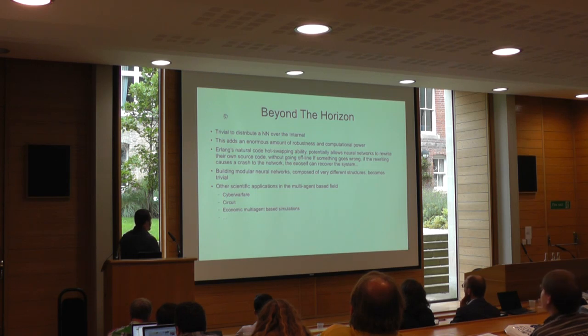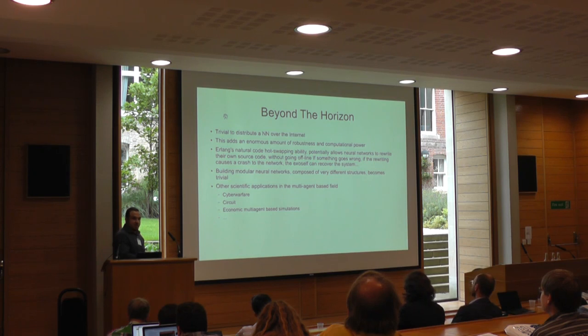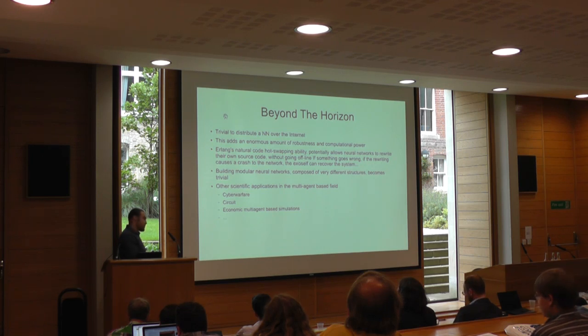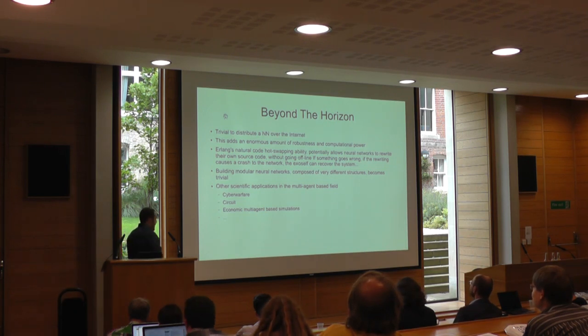Erlang's natural code class swapping gives us the ability. This is probably one of the only languages which really allows us to experiment with artificial life experiments where neural networks can rewrite themselves. And if they make a mistake, if they crash the whole thing, the exoself process, for example, would revert it back to a functional program and try again and again and again. So agents can experiment with rewriting their own source code. And it's already being done.